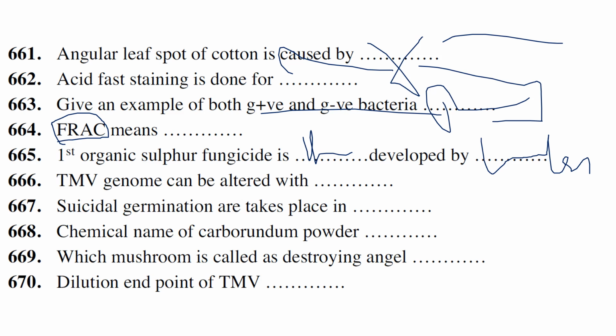TMV, tobacco mosaic virus, genome can be altered with adenosine diphosphate, ADP. Okay. Suicidal germination takes place in Striga. We can see the suicidal germination, right?